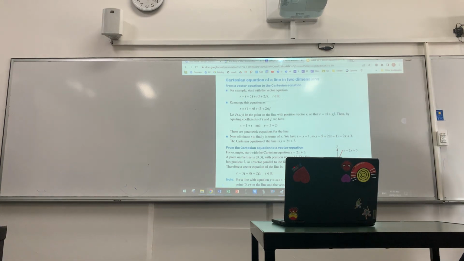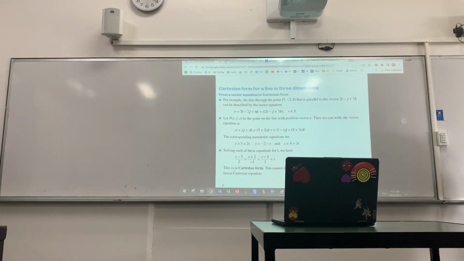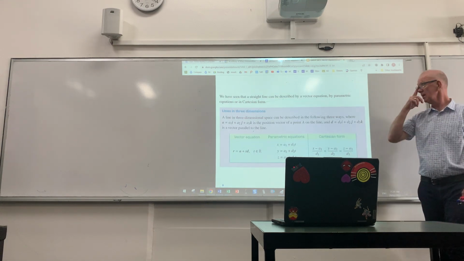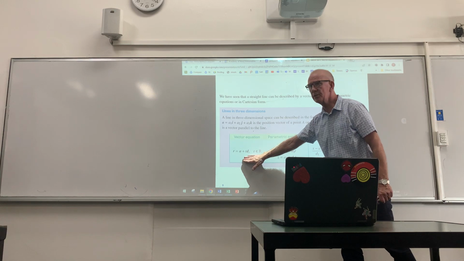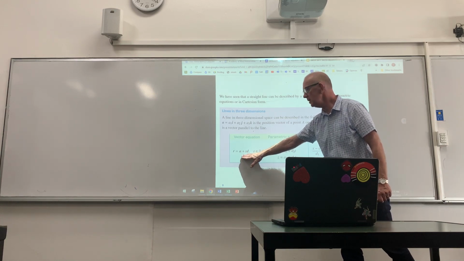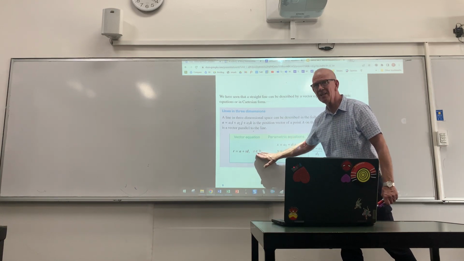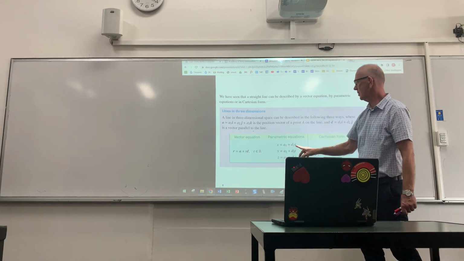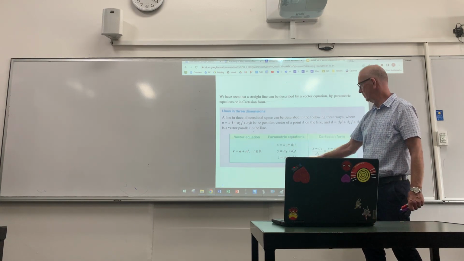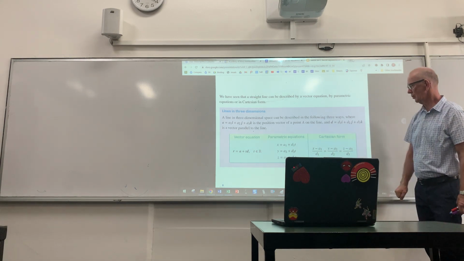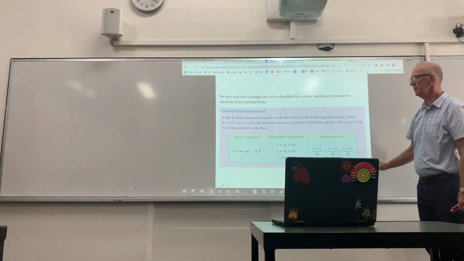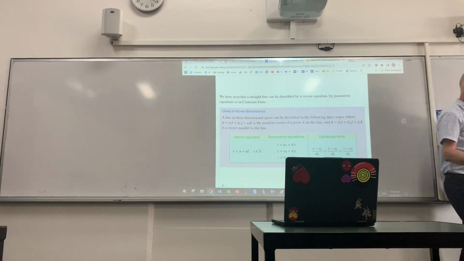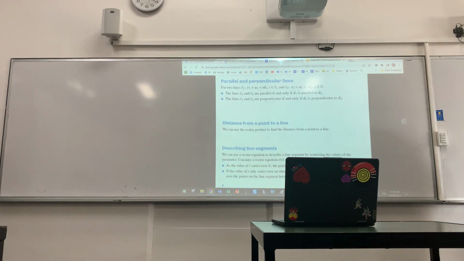We saw this the other day. We can have aspects associated with the vector equation, a plus t times d, where t is any proportion. The parametric equation, x in terms of the parameter t, and the Cartesian form for 3 dimensions. You can't write x and y, so it'll be in that form.